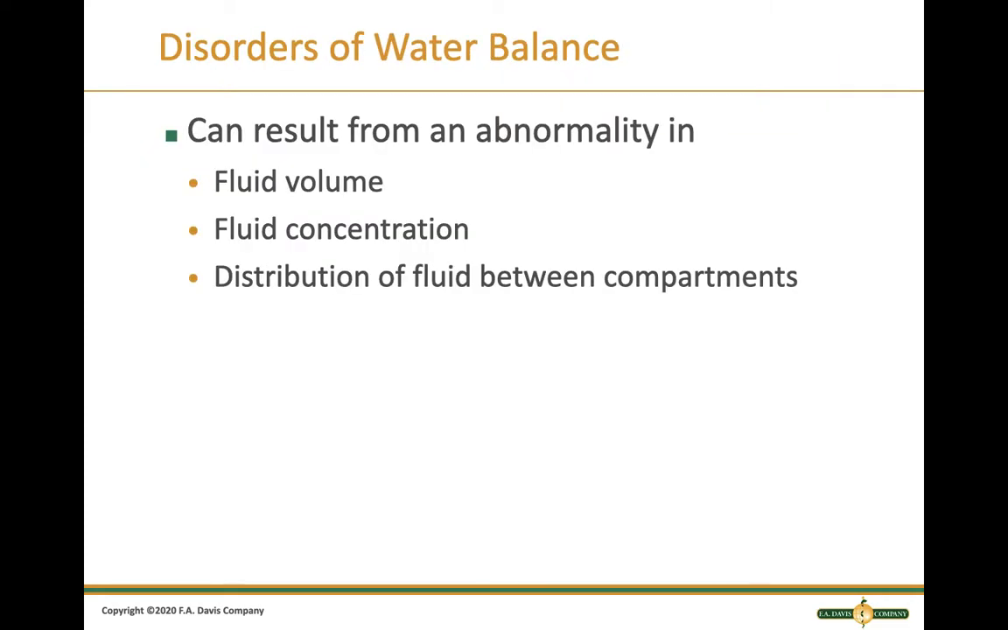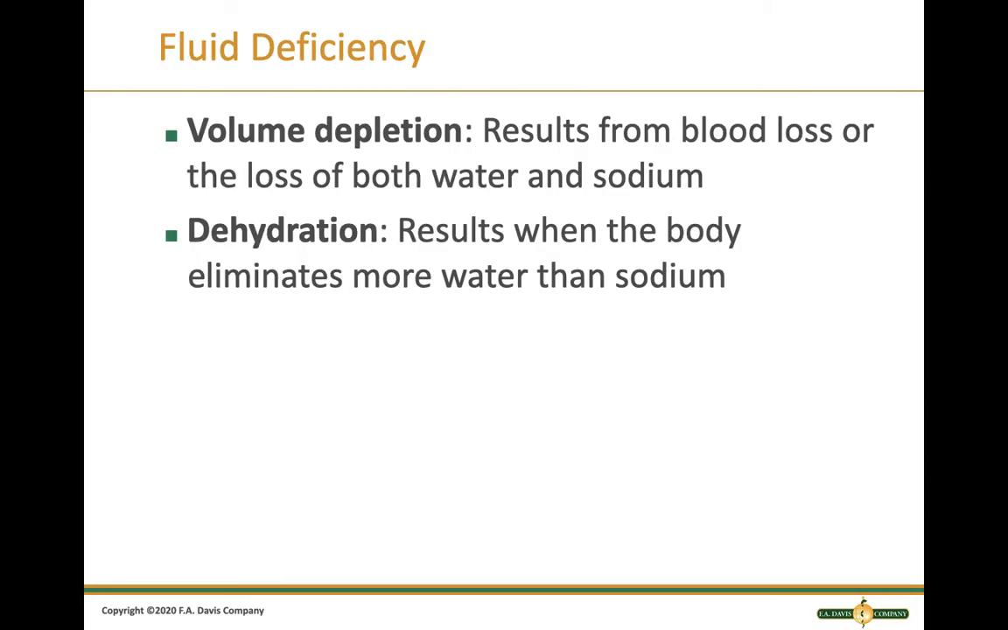Alright, disorders of water balance can result from an abnormality in either fluid volume, fluid concentration, or distribution of fluid between compartments. So we need to know about a couple of those. Volume depletion could result from blood loss or the loss of both water and sodium. And then dehydration results when the body eliminates more water than sodium.